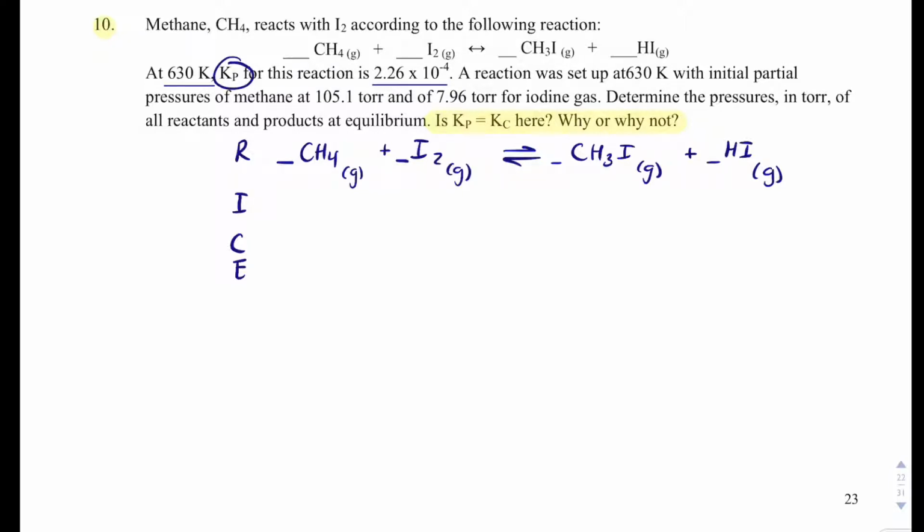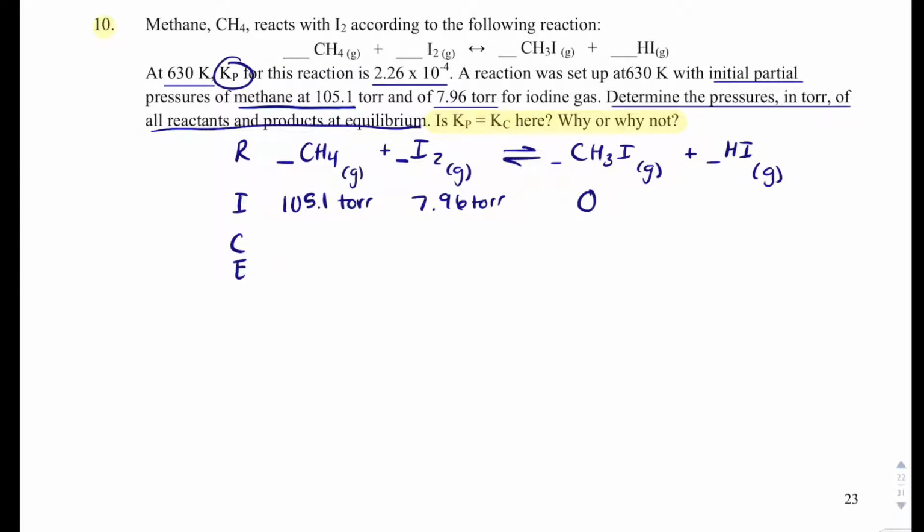We start out with an initial pressure of methane, which is CH4, and that is 105.1 torr. And remember, we can plug in pressure and molarity to our Ks. And then I2 is 7.96 torr. And we are asked to determine the pressures of everything at equilibrium. So that's asking, what is everything down here?